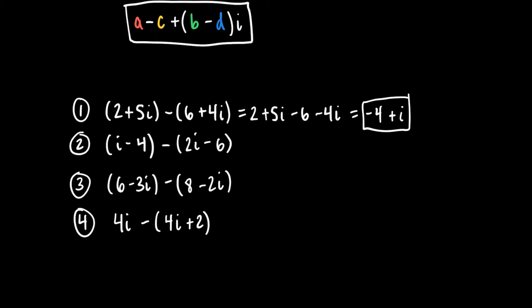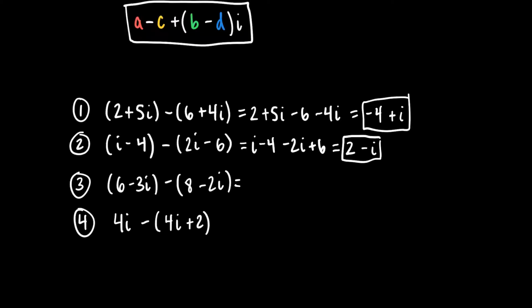All right, number 2. i minus 4 minus 2i minus 6. So I'm just going to do i minus 4. And then minus 2i plus 6. When you have a negative times a negative, it makes a positive. All right, so let's do the real numbers first. So negative 4 plus 6, that's 2. i minus 2i is minus 1i. I'm just going to write minus i. You can write minus 1i if you want, if you want to be extra like that.